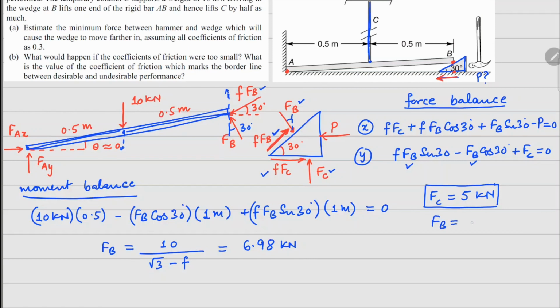FB we have already calculated, which is 6.98 kilonewtons. Now if I substitute these two values in the first equation right here, the value of P comes out to be 6.80 kilonewtons.